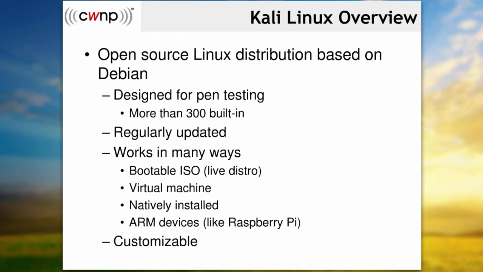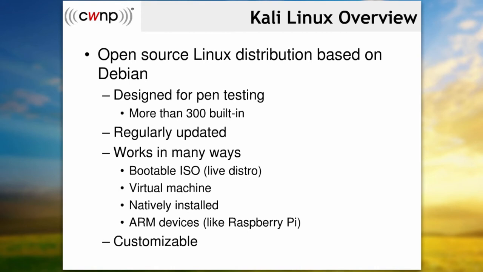We talked about this a little bit earlier in the week, so I won't spend a lot of time on it now. You can do a bootable ISO. This is what we sometimes call a live distro. You can run it in a virtual machine, VMware, VirtualBox, things like that. You can install it natively on your computer, and you can even run it on ARM devices, things like the Raspberry Pi. So if you're a hobbyist and you like to play around with little nifty devices, then the Raspberry Pi is interesting. And there are others that have followed in the trail of Raspberry Pi, other hardware units that are more powerful now, that you could run Kali Linux on.